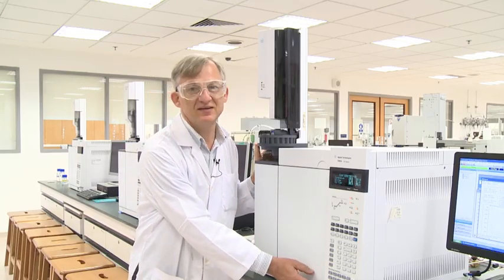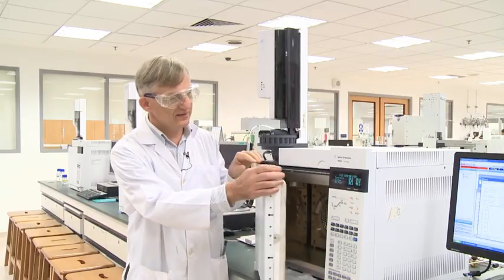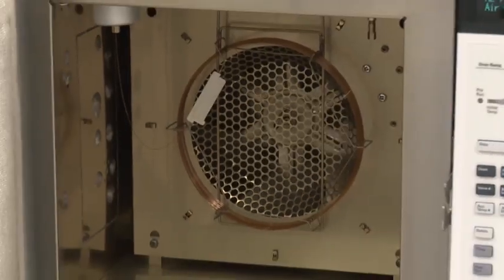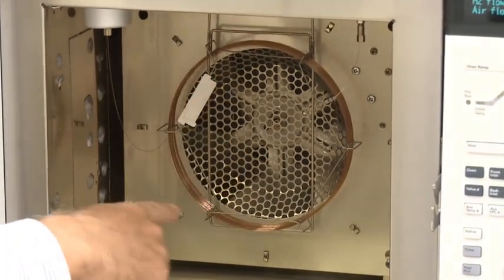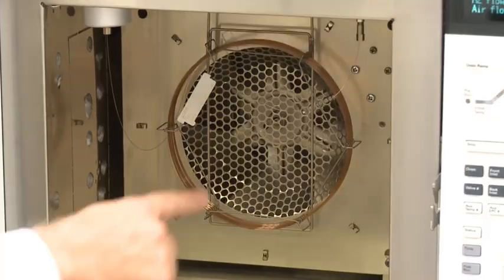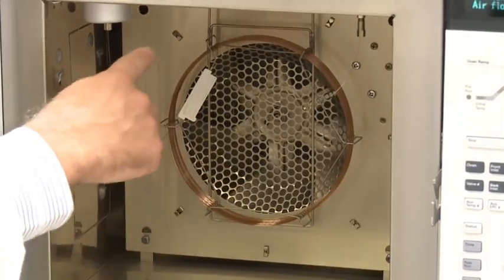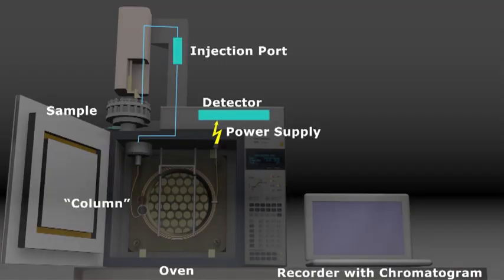The column where the components of the mixture are separated is inside this oven. The oven temperature is programmable. It can be completely controlled. And the column, which is many meters long, is wrapped around here in this coil. The output from the column goes into the detector, which is built into the top of the machine here. The information from the detector then goes onto the computer, where it can be displayed and recorded.